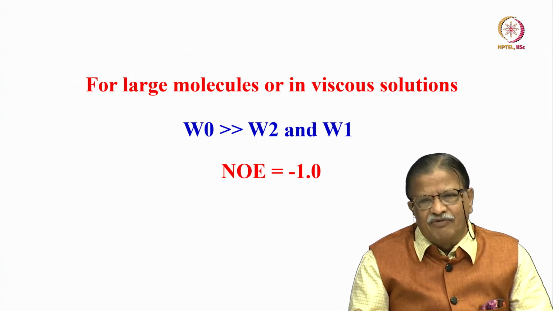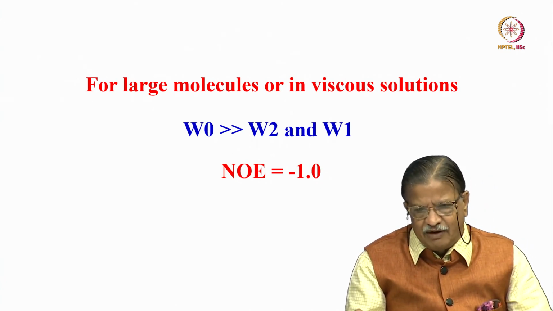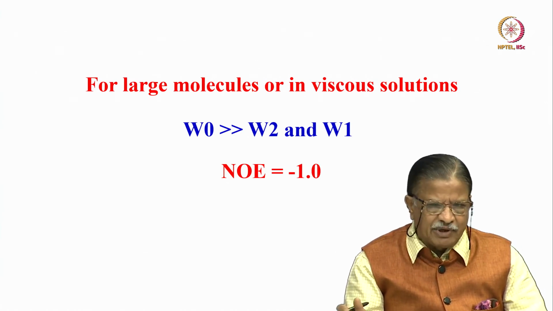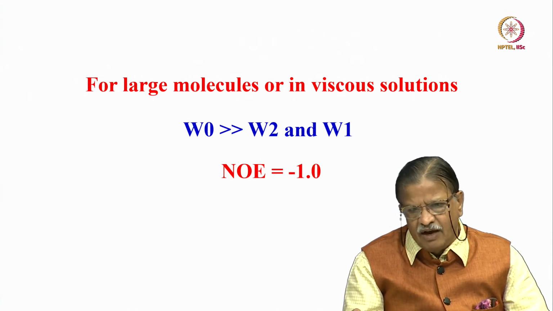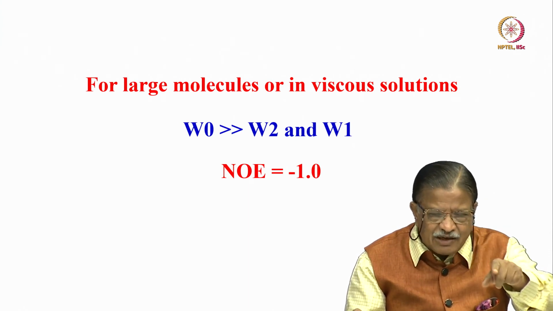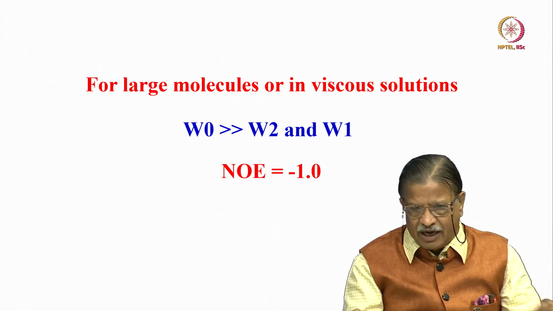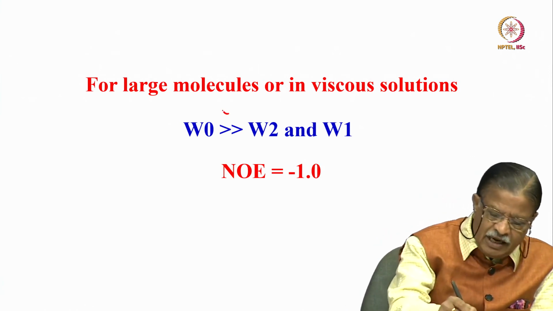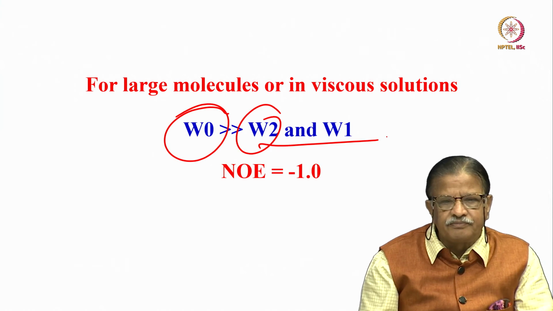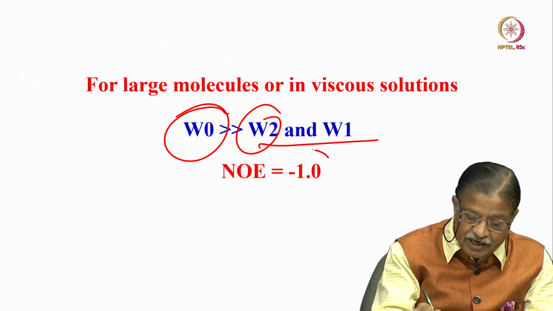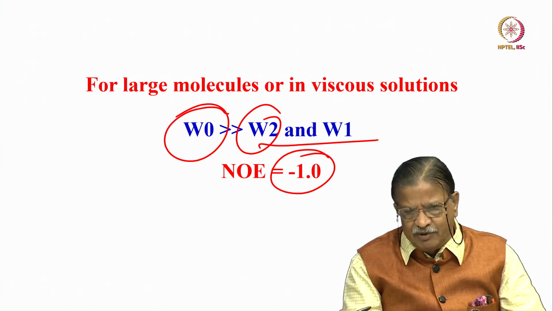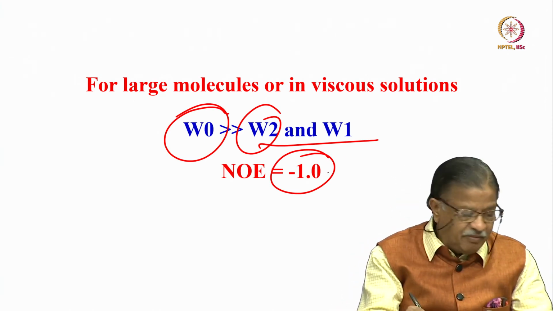Now, will it be the same for all the molecules? Whether the NOE enhancement is 50% for all the molecules again depends upon various other conditions. For large molecules or molecules in viscous solutions where the mobility is reduced or restricted, W0 is larger than W2 and W1, in which case NOE is -1. W0 is much larger than W2 and W1, NOE is -1.